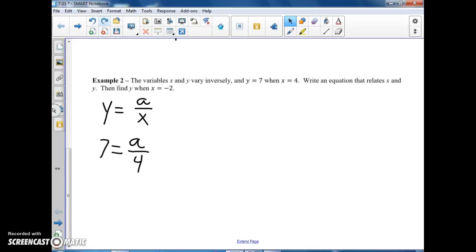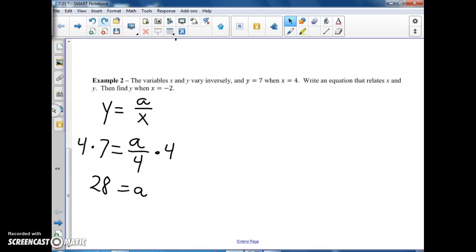Now you've got to solve for a. What would you do to get a by itself? Multiply both sides by 4. It's like real baby math. It's like, oh my gosh, I can do this math. So how much will a equal? 28. Sure, a will equal 28. Look at that, that's easy as can be. Now is that the answer?